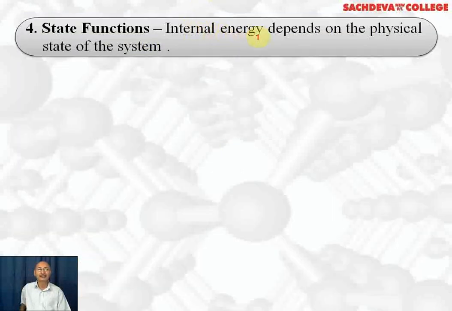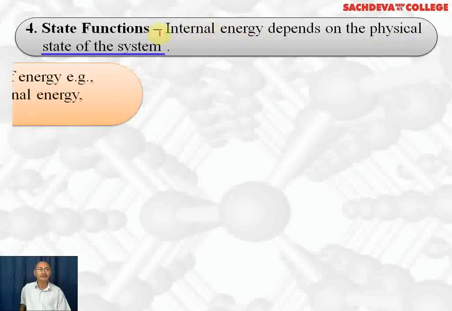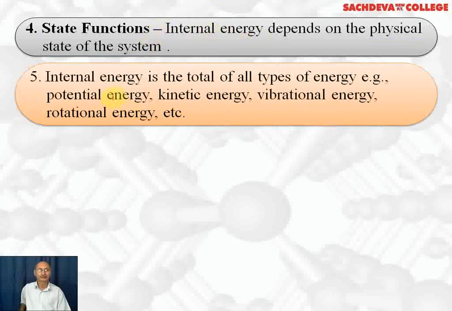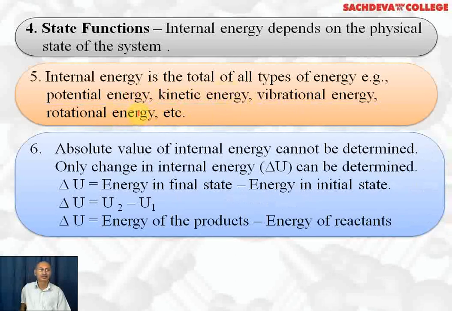State functions. Internal energy depends upon physical state of the system, therefore it is called state function. Internal energy is the total of all types of energy which I have taken earlier also: potential energy, kinetic energy, vibrational energy, rotational energy, etc. Sixth, absolute value of internal energy cannot be calculated except for ideal gases. For ideal gases, U will be equal to 3/2 RT, but delta U will be equal to 0. For them, we cannot find out delta U, although absolute value we can find out for ideal monoatomic gases. Change in internal energy is most important, in which we are interested.